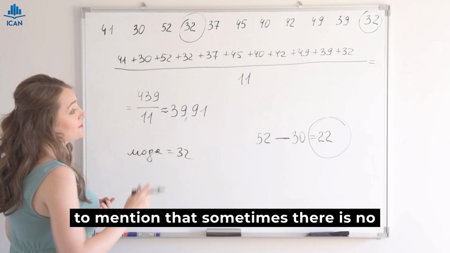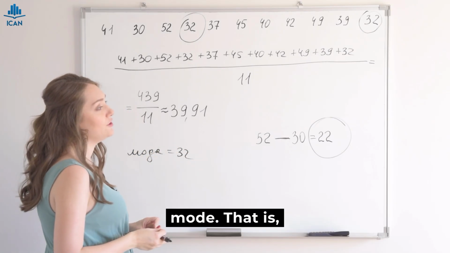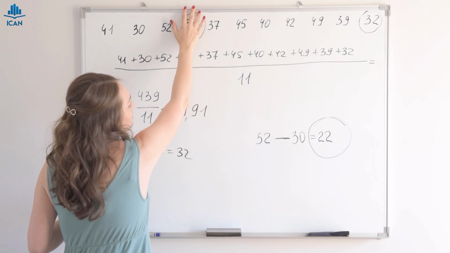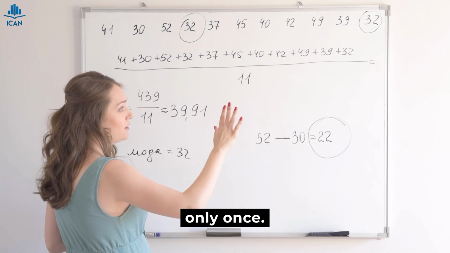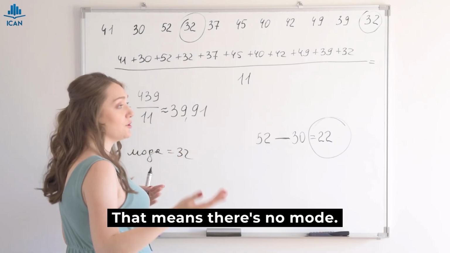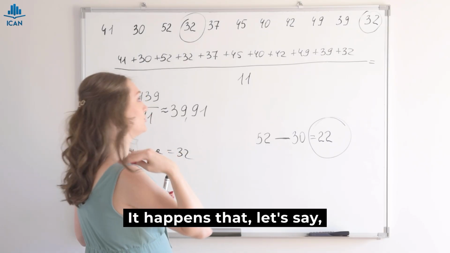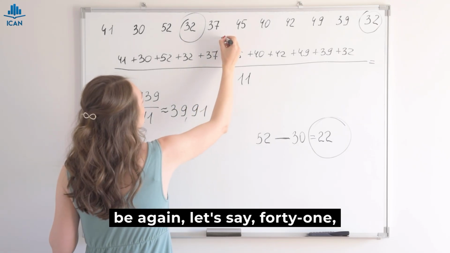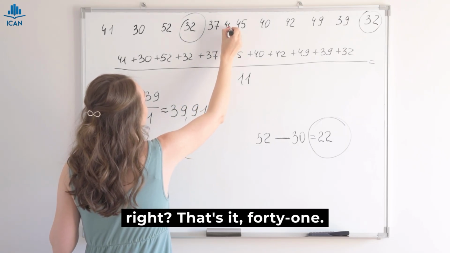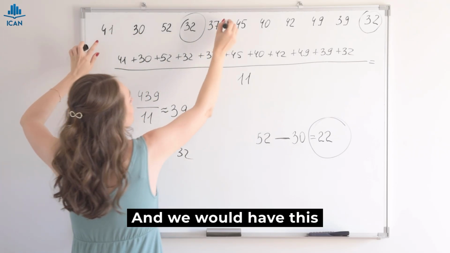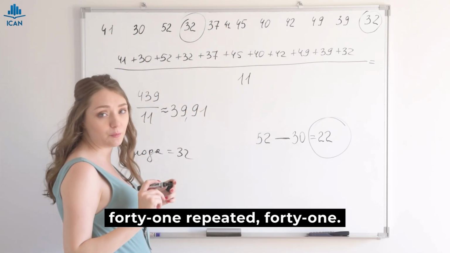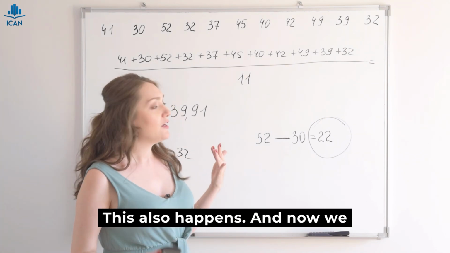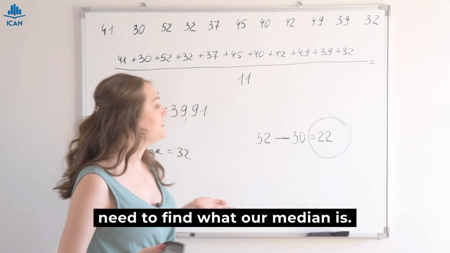I also wanted to mention that sometimes there is no mode. That is, if we had a series without 32, each number would appear only once. That means there's no mode. It happens that, let's say 32 here, and here it would be, again, let's say 41, right? That's it, 41. And we would have this 41 repeated. It turns out there would be two modes. This also happens. And now we need to find what our median is.